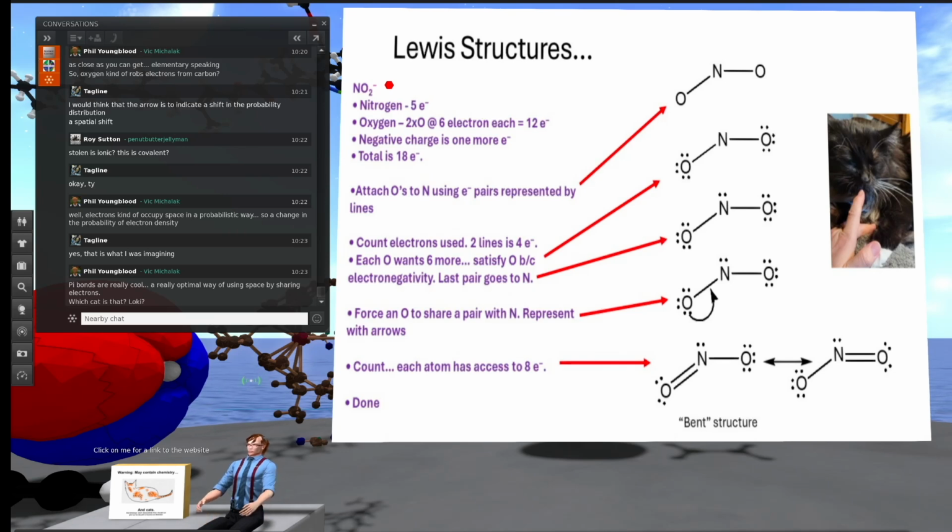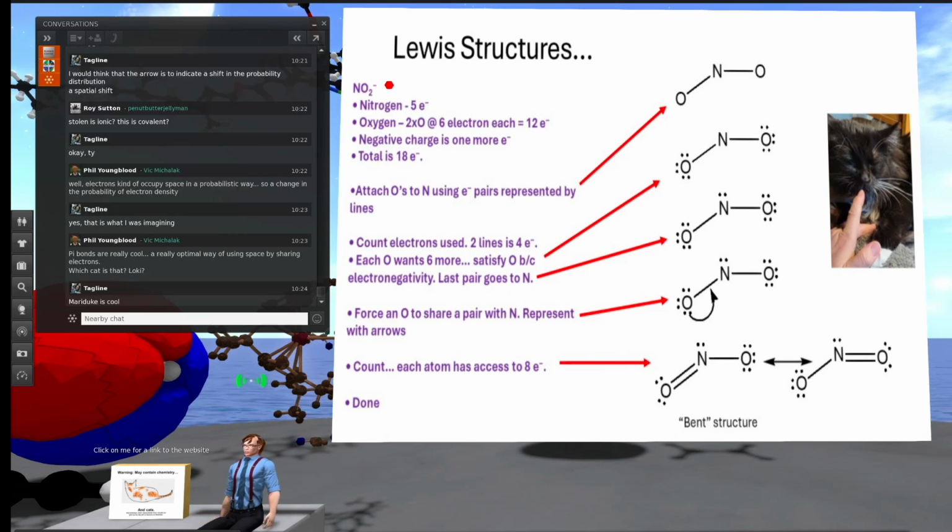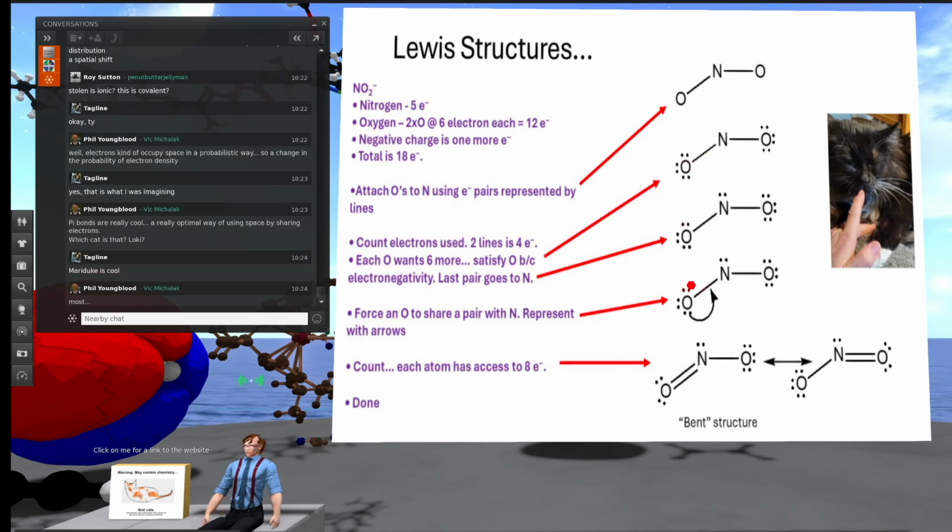NO2 minus is an example of a molecule. If you go through all the steps, you get to a point where the oxygens have their octets, the nitrogen has only 6 electrons, and then you have to force one of the oxygens to share. In what I've drawn, it was the oxygen on the left that I forced to share. We put an N=O double bond in there. Then everything had its 8 electrons. But there is really no reason to have chosen the oxygen on the left. I could have equally chosen the oxygen on the right.